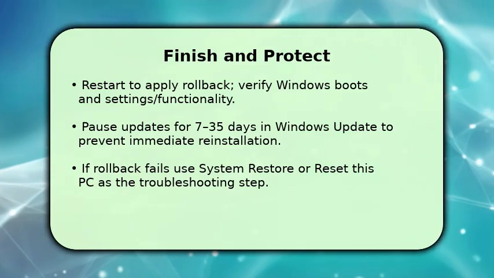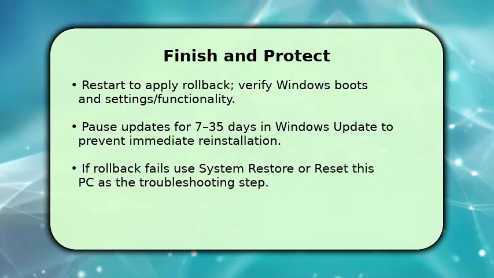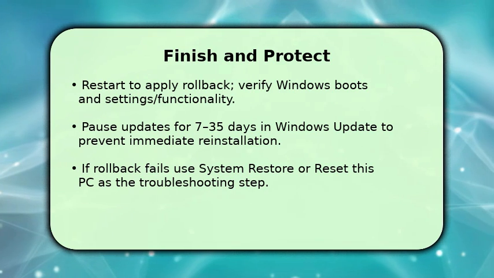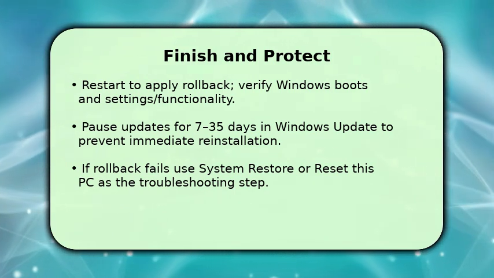If undo fails or Windows won't boot, use System Restore from Advanced Options or choose Reset this PC. That's the key troubleshooting step to recover from a stuck or corrupted rollback.